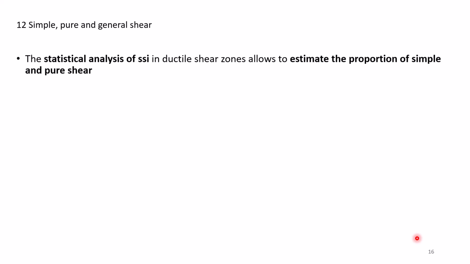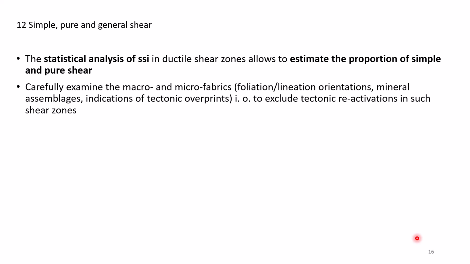So what can we learn from that in summary? First, the statistical analysis of shear sense indicators in ductile shear zones allows us to estimate the proportion of simple and pure shear. This is not always very accurate. It depends on the number of shear sense indicators that we can observe. And the more we have, the more reliable our evaluation and interpretation will become.